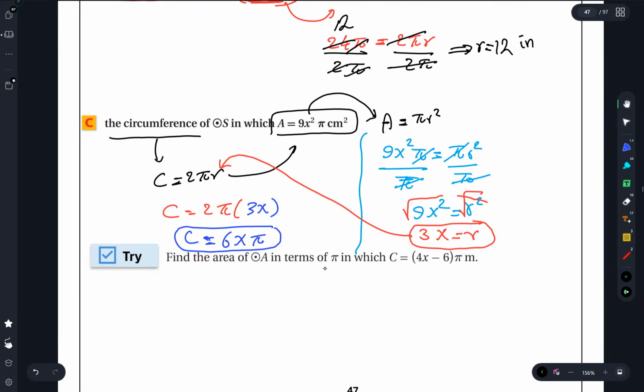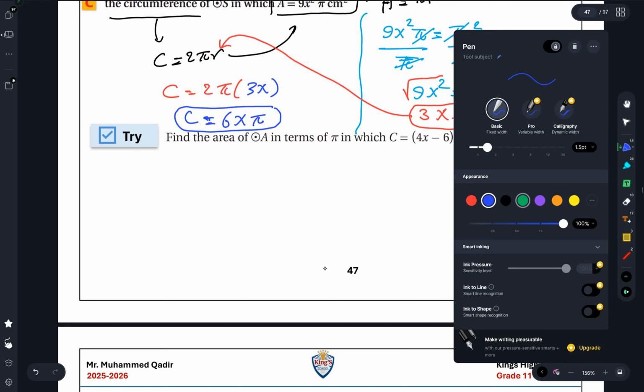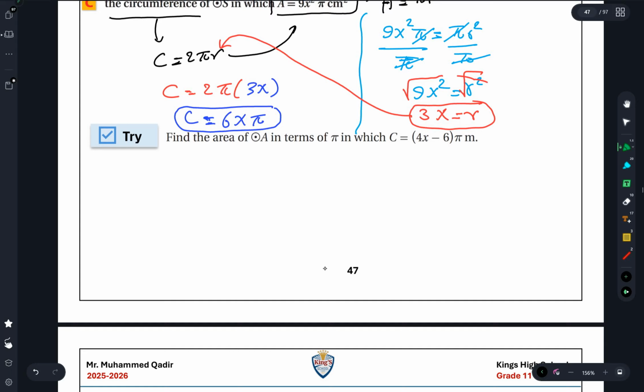Students, we have this question. Try to find out the area of a circle, in terms of pi, of course, when the circumference is this value. So, to find out, we need to write the formula A equals pi r squared.